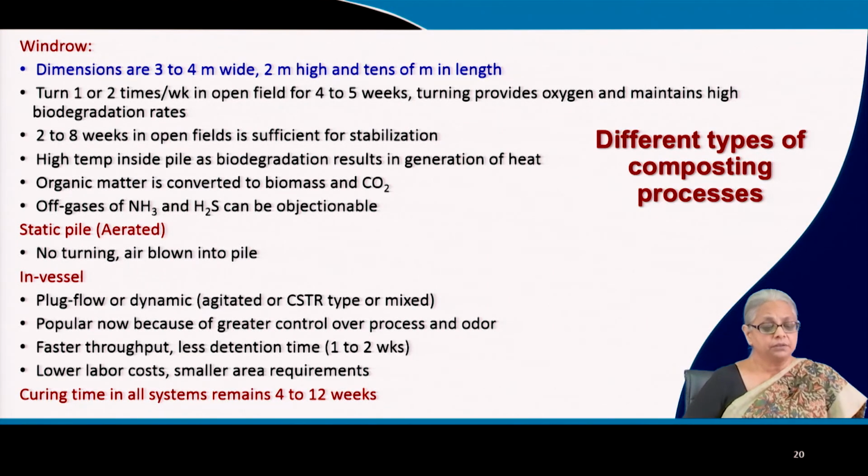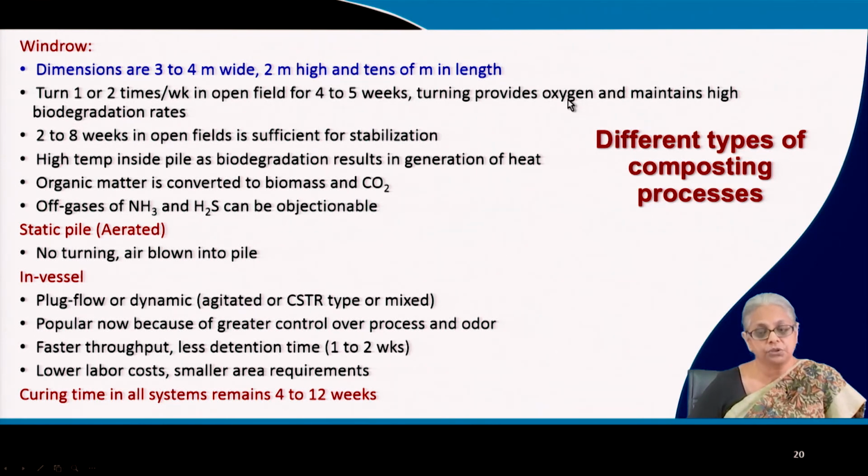Let's take a look at the other processes. So we have windrows. Windrows are also quite popular these days. The dimensions, it requires a large land area. The biggest problem with windrows is they are very efficient, but they also require a very high land area. So the dimensions are 3 to 4 meters wide, 2 meters in height, and tens of meters in length. Turning is done 1 or 2 times per week in an open field for 4 to 5 weeks.